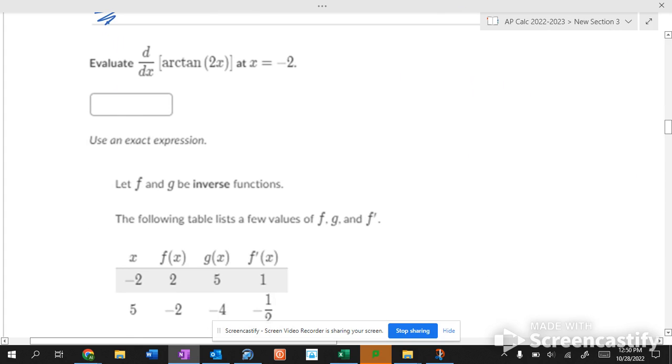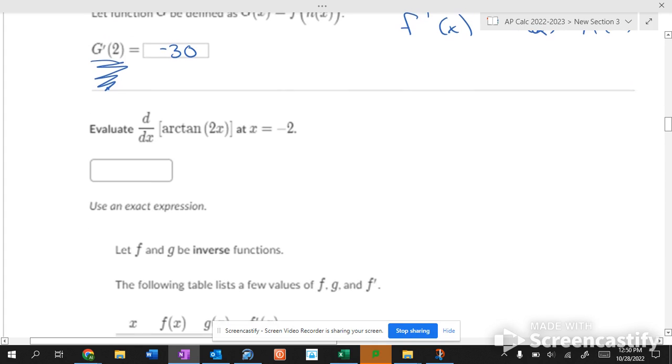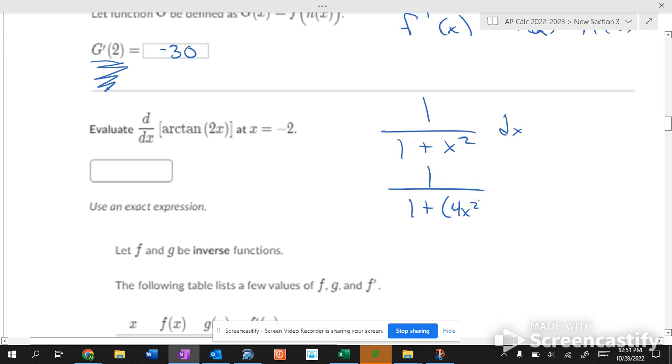Arctan of 2x. So arctangent is 1 over 1 plus x squared, right? Times dx. So it's 1 over 1 plus 4x squared times 2. So if you stick a negative 2 in for there, it's 1 over 1 plus 16 times 2. So it's 2/17.